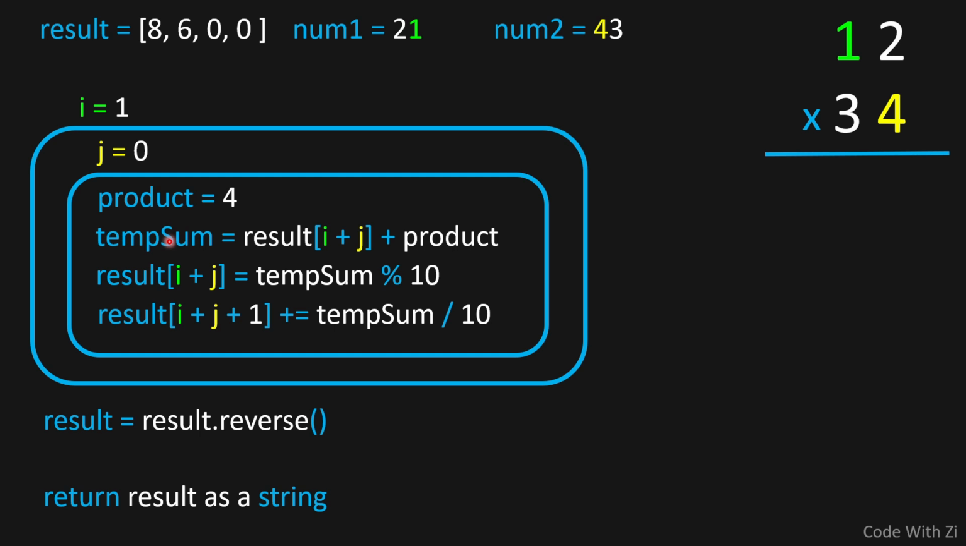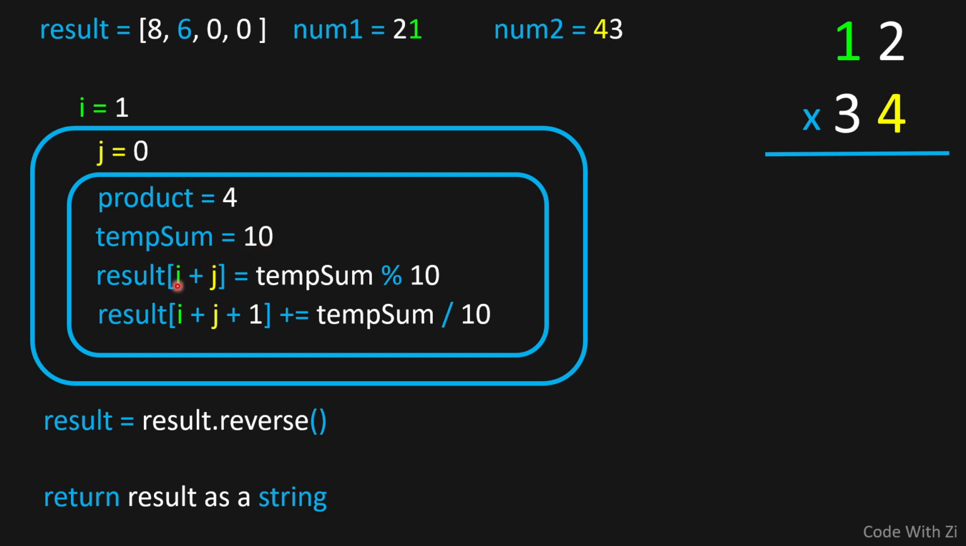Then we're going to calculate our temp sum. We're going to bring this number at this index, which is going to be 1 plus 0, and that's going to give us this number at this position, which is going to be 6. And we're going to add product to it, like so. 6 plus 4, and that's going to give us 10. And if you remember, we had a 10 as well here when we did the addition. So our temp sum is equal to 10.